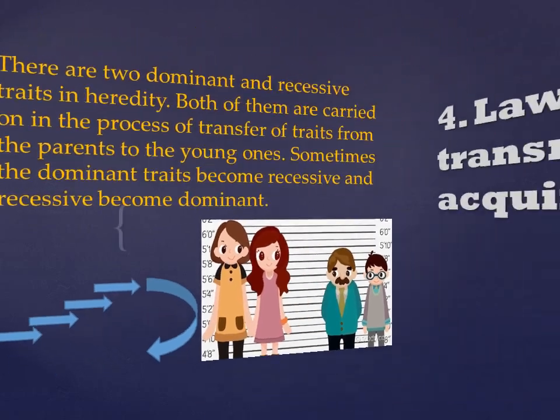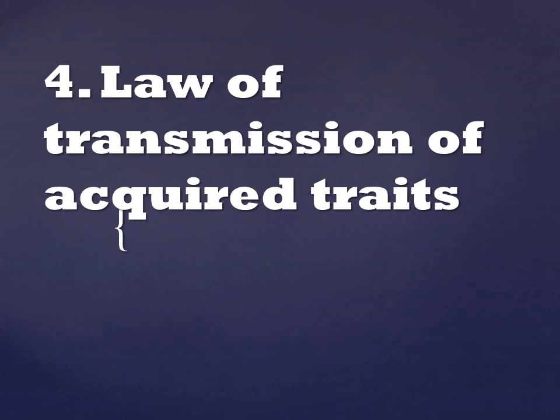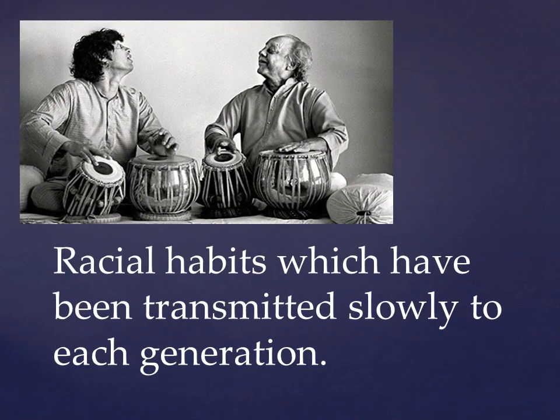The next is the law of transmission of acquired traits. The parents are only the trustee of the germ plasma. Favorable variations are passed on to the next generations. Instincts are also modified and transmitted. These are racial habits which have been transmitted slowly to each generation. This had originated for self and race preservation.